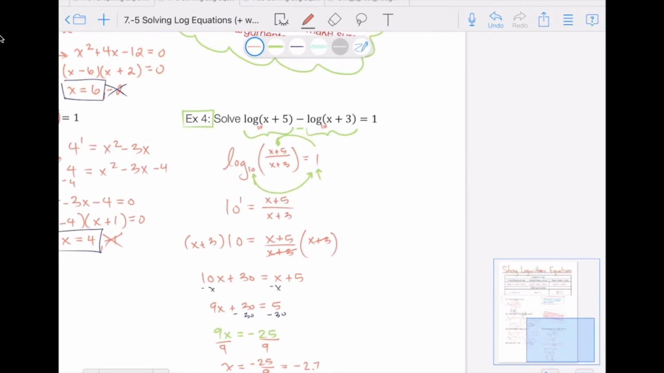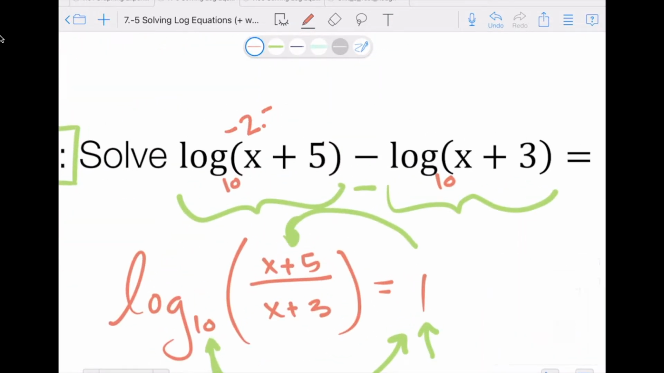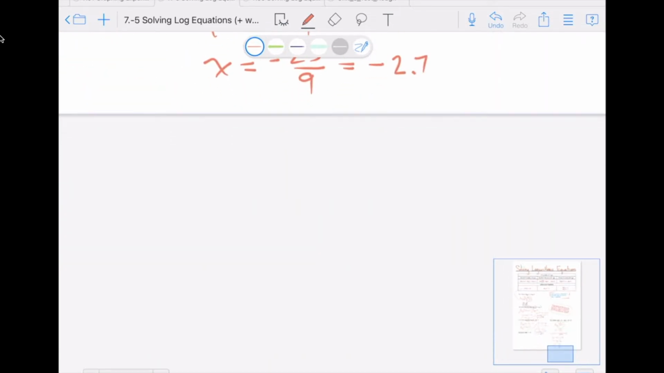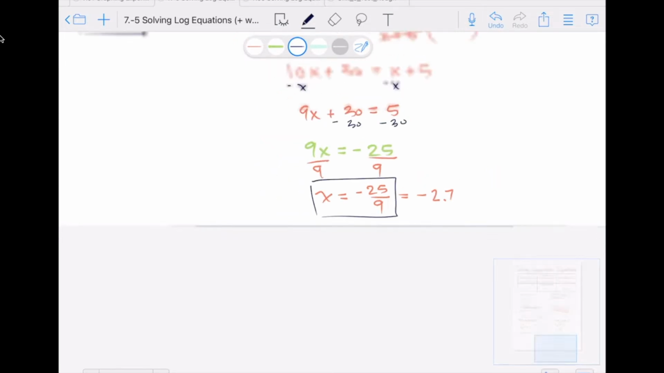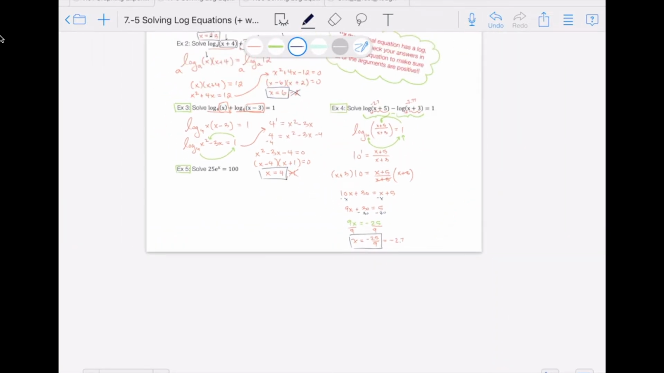So if we plug in a negative 2.7 here, this argument is still positive. And if we plug in a negative 2.7 here, this argument is still positive. So our solution can be x is equal to negative 25 over 9. All right, next one.